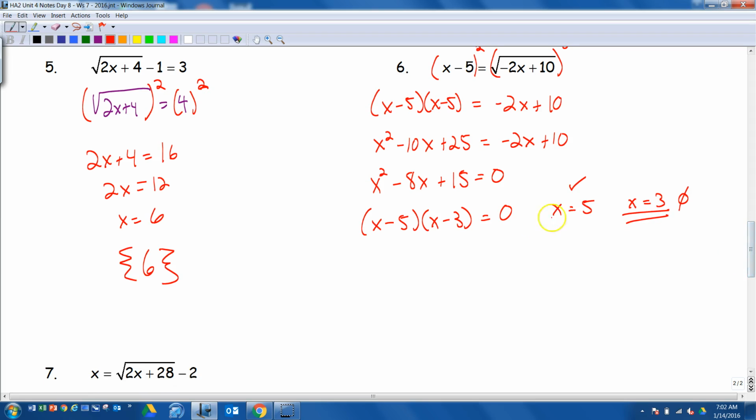So set notation then is the solutions that are correct we put in our bracket, and the solutions that are not correct we put in parentheses.